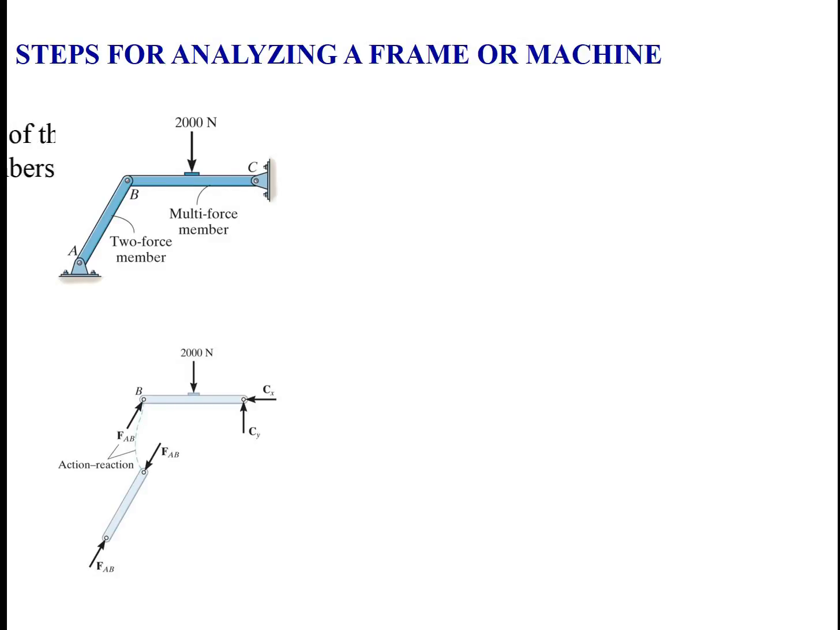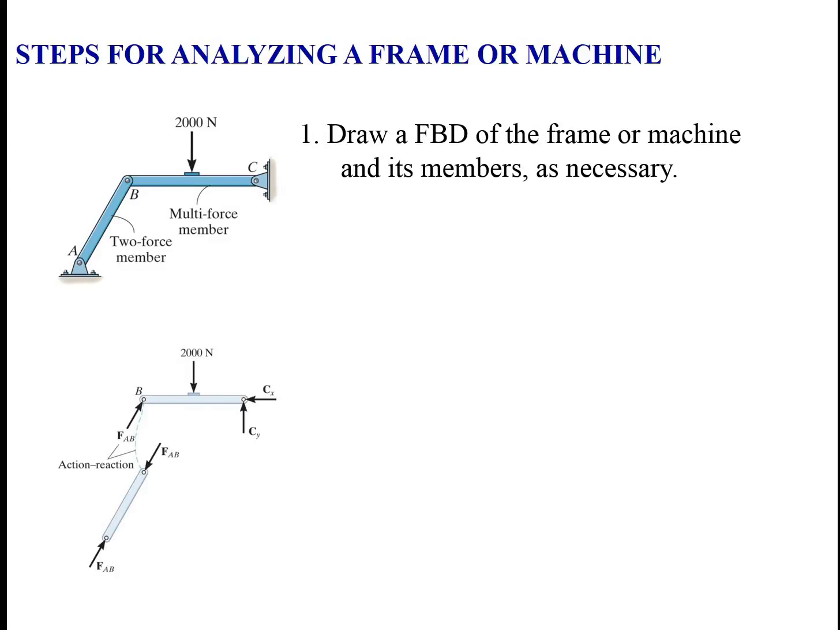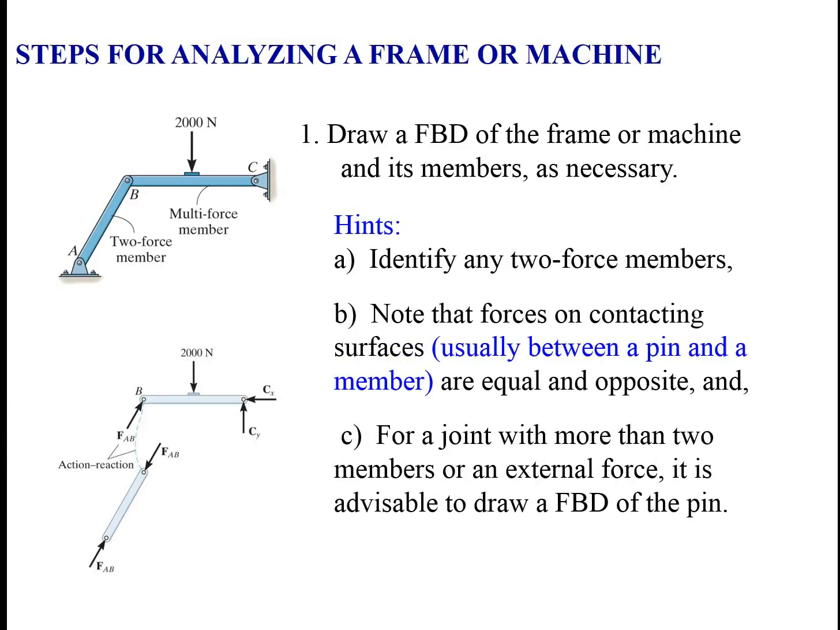So let's look at some steps for analyzing frames or machines. First thing, this is common, right? We draw a free body diagram of the frame or machine and its members as necessary. So some things that might help us out, we need to be able to identify two force members. The two force member in this is that bar AB. And then we also need to note that the forces on contacting surfaces, which usually means at the pin, and the member are equal and opposite. So you see FAB there broken out. We have an action and a reaction. They have the same magnitude but different sense. And then for a joint with more than two members or an external force, it's usually advisable to draw a free body diagram of the pin.